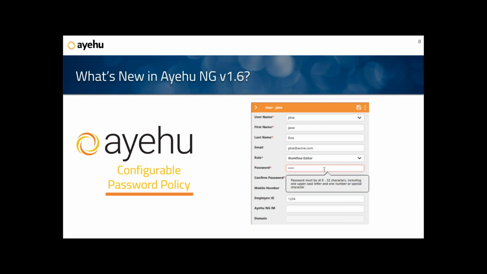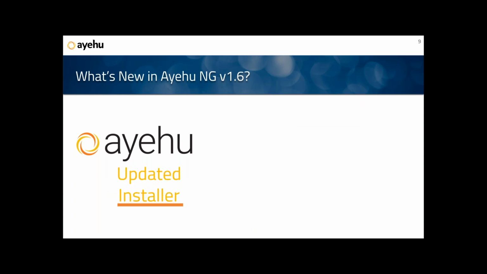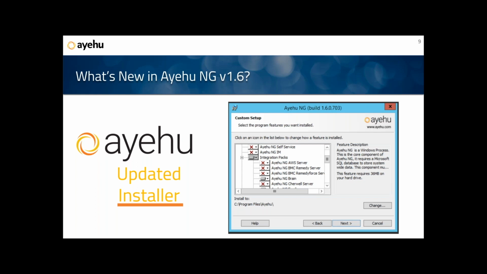Another improvement NG version 1.6 introduces is an updated installer, which simplifies installation while also providing greater visibility into the installation process. So in the image you see here, you can review all the components to be installed on a component selection tree.